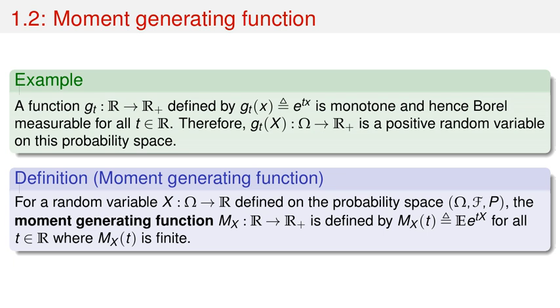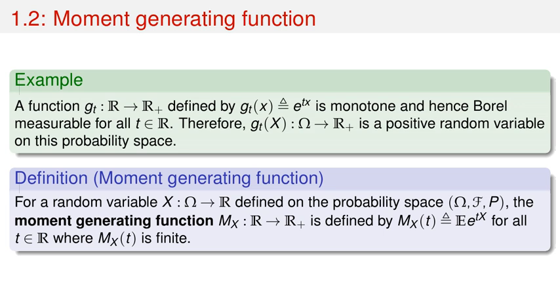This leads us to the definition of the moment generating function. For a random variable X on our probability space, the MGF, denoted M_X, maps the real numbers to the non-negative reals. It's defined as M_X(t) = E[e^(tX)] for all real values of t for which this expectation is finite.